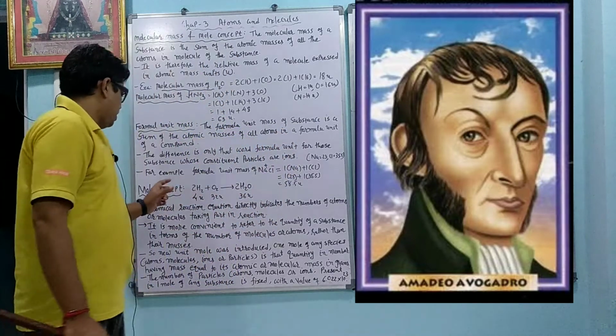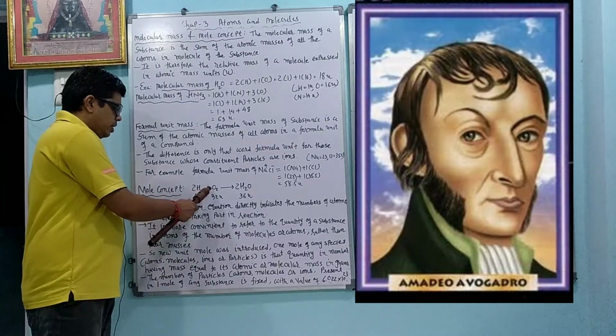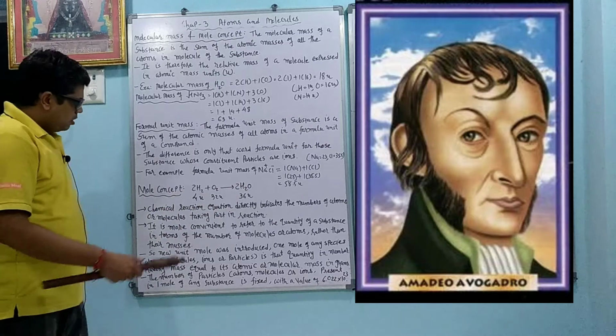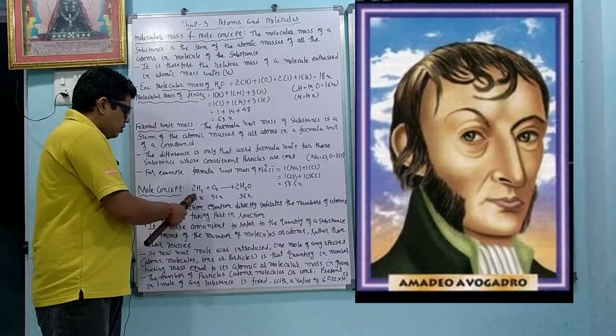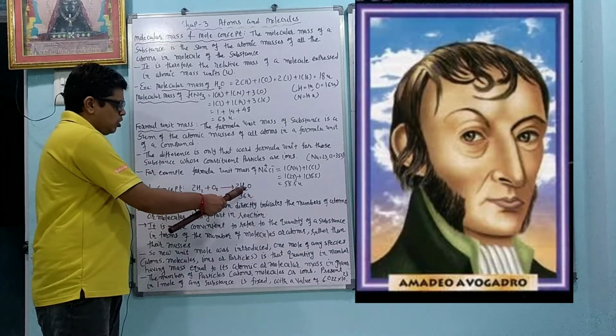So simply, how can we read the reaction? 2 mole of hydrogen reacts with 1 mole of oxygen, it produces 2 mole of water. The ideal way is that you can also write that 2 molecules of hydrogen react with 1 molecule of oxygen and produce 2 molecules of water.